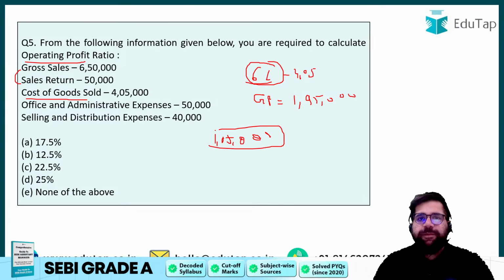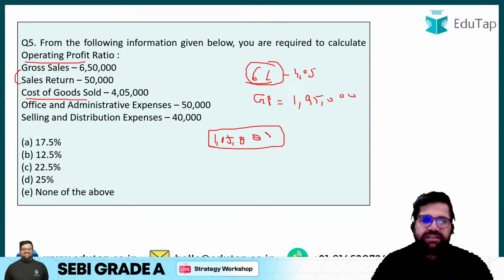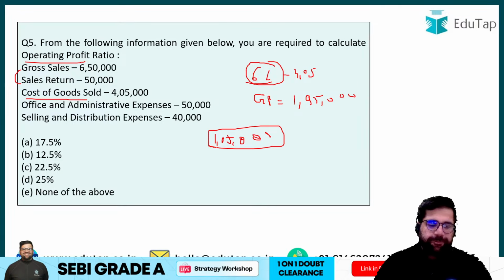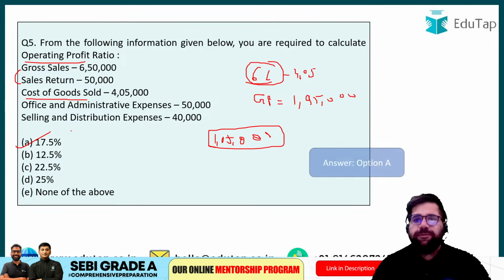Now I have my EBIT divided by sales. Sales in this case was 6 lakh. So let's test whether we are getting the answer or not. I'm getting it as 17.5. Is it the correct answer from your end? Yes, answer I think is option number A only.